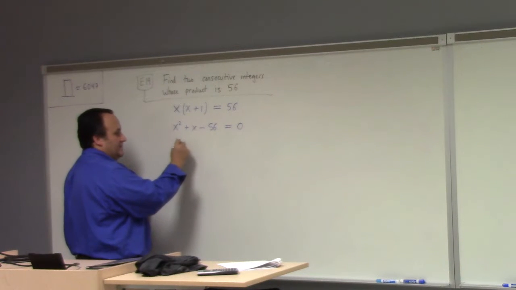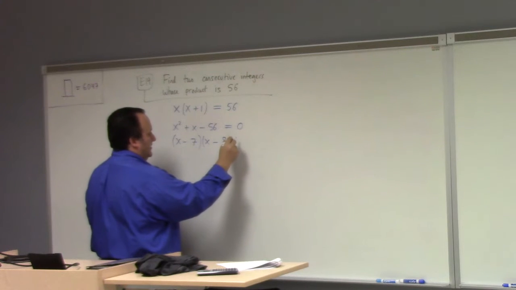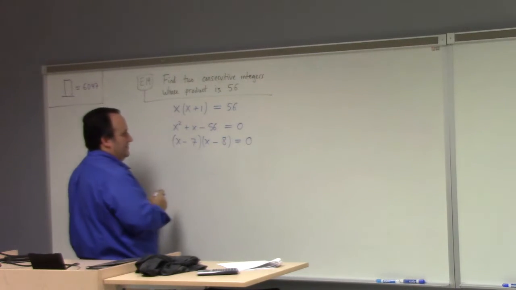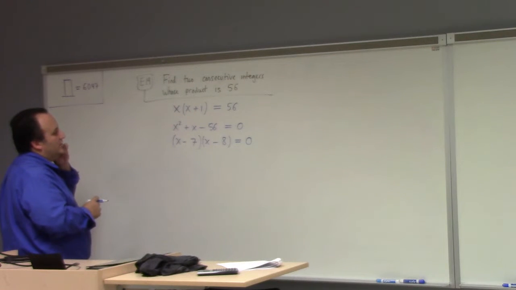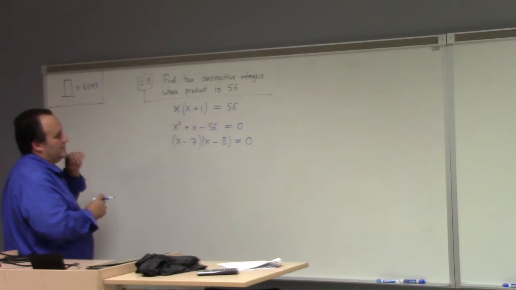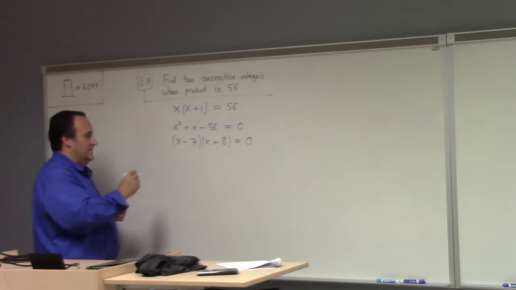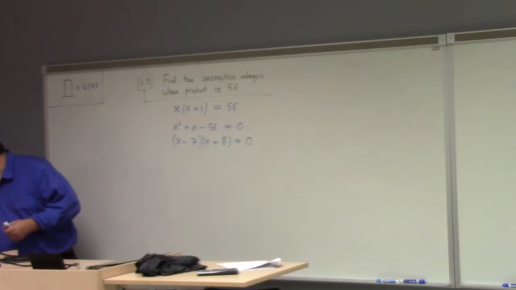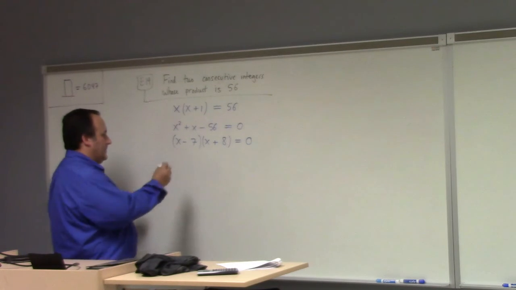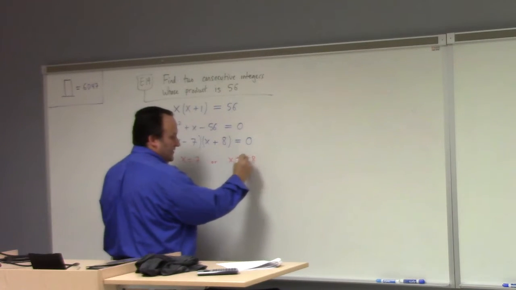So x minus 7, x minus 8 will do it. Wait a minute. One of those got to be a plus, yeah? Huh. Where do I need to put the plus? Plus here, right? Okay, so this says either what? x equals 7 or x equals minus 8, right?